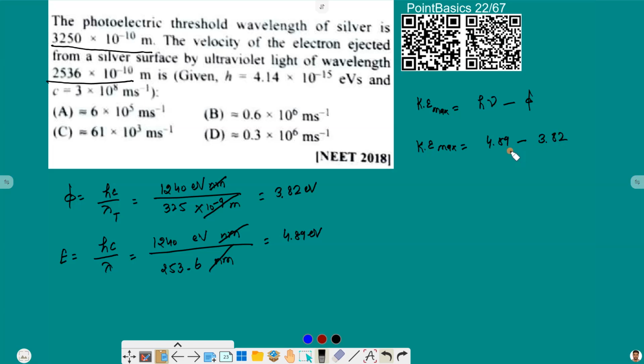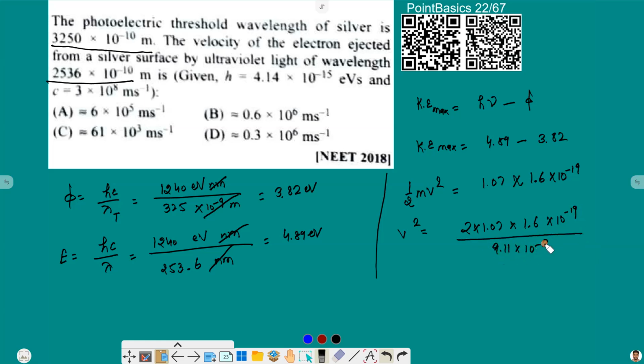So what we have to do, we have to convert it. We can write that kinetic energy will be half m v square, and this will become 1.07 electron volt. So let us convert it into joules. So that will be 1.6 into 10 raised to power minus 19 joules. Now from this, v square will be equal to 2 into 1.07 into 1.6 into 10 raised to power minus 19 divided by mass. That will be 9.11 into 10 raised to power minus 31.